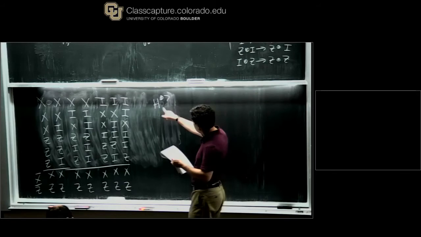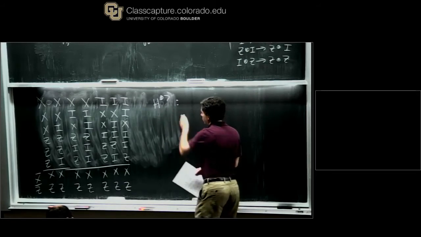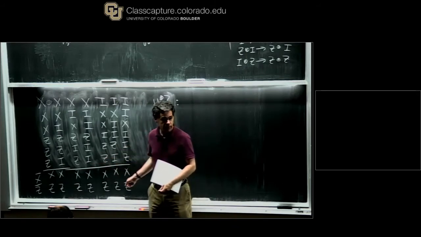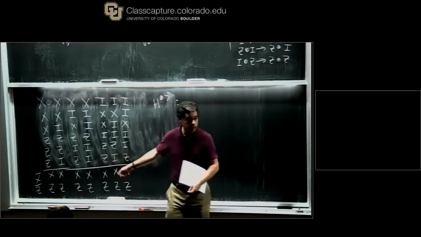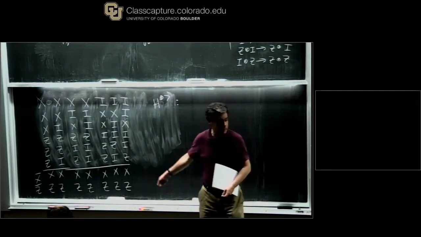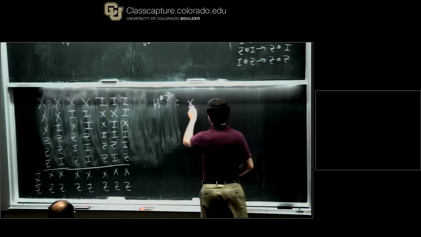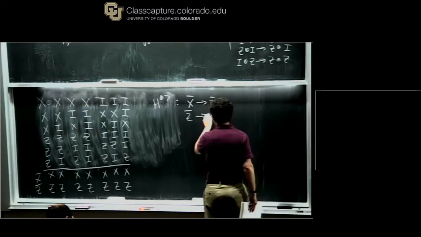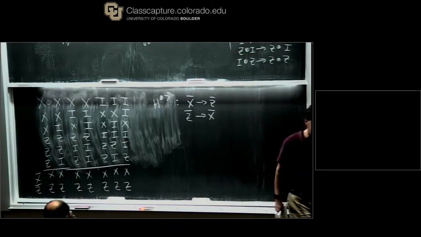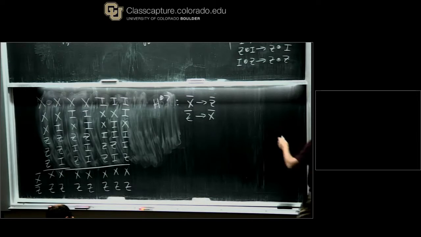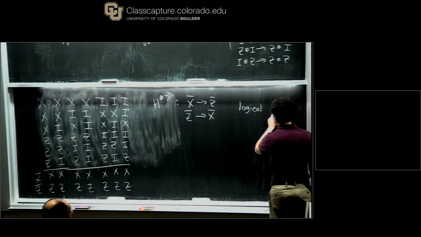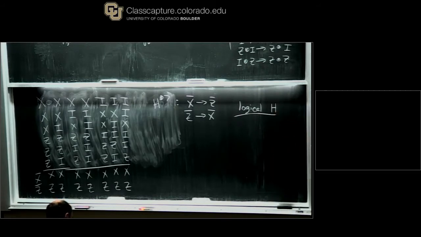Well, the transversal Hadamard will map the logical x, the tensor product of 7 x's, into the logical z, the tensor product of 7 z's. So it maps x bar to z bar, and it maps z bar to x bar. And therefore, this tensor product does the logical Hadamard. The transversal Hadamard does the logical Hadamard. Okay?